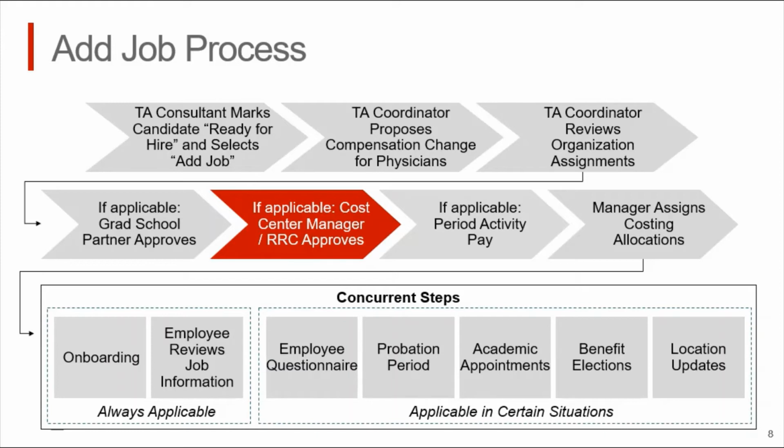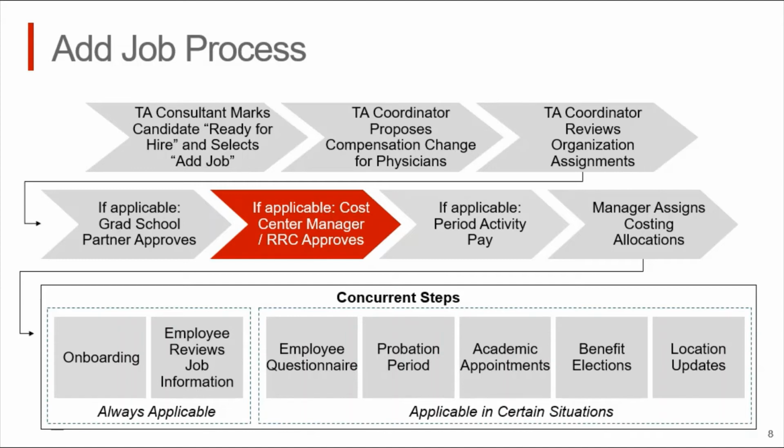Step 5. If applicable, the unit or college cost center manager or RRC approves. Add job routes to the cost center manager if scheduled hours increases or costing changes from job requisition. Step 6. If applicable, period activity pay will be added. This process, as mentioned before, will be covered later on in the course. Step 7. The manager will assign costing allocations.